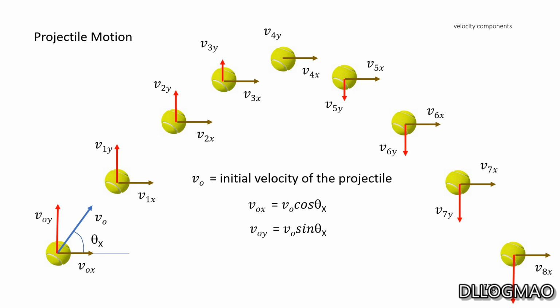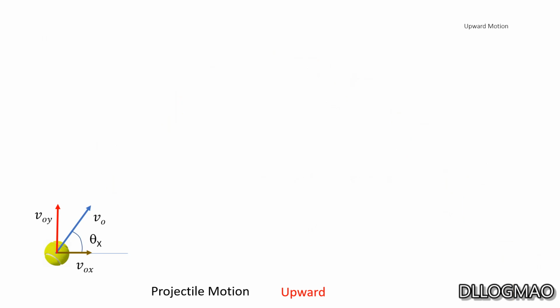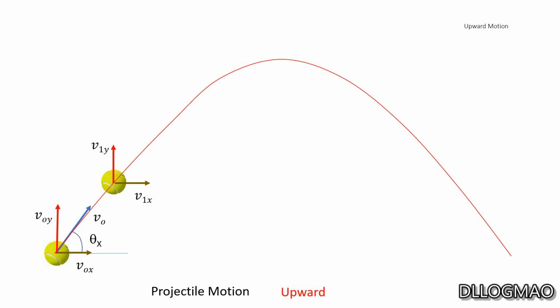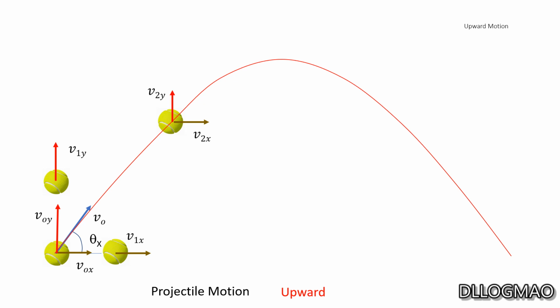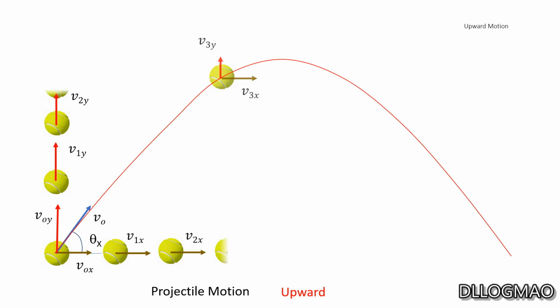Now let's observe the motions of the projectile separately. The upward motion. Along the trajectory at v sub 1, the position along the vertical and the horizontal velocities are v sub 1y and v sub 1x, respectively. At v sub 2, the position along the vertical and the horizontal velocities are v sub 2y and v sub 2x, respectively. At v sub 3, the position and velocities along the x and y axis.